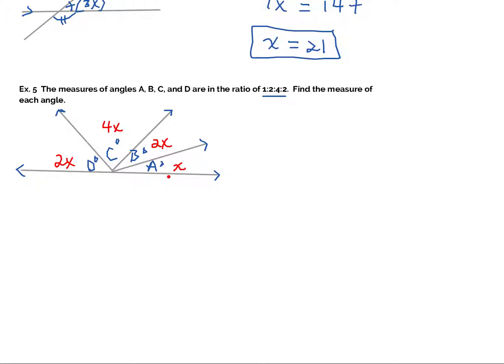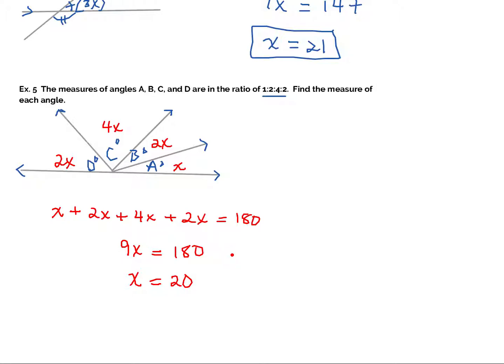So now, like I said in the beginning, A plus B plus C plus D add up to 180, so now we're going to do it like the other problems. So we have x plus 2x plus 4x plus 2x equals 180 degrees. We'll put the degrees in at the end. So we're going to add up all these x's, and we get 9x equals 180. Divide by 9, we get x equals 20. No, that's not the degree, that's just what x equals.